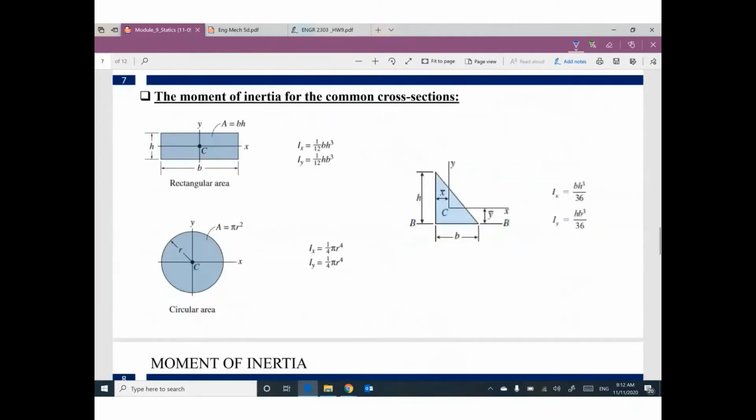We have the value of moment of inertia for these three basic shapes: rectangle, circle, right angle triangle. Moment of inertia, I, for a rectangle equals parallel times perpendicular cubed over 12. I'm sorry, what do you mean by parallel times perpendicular cubed over 12?